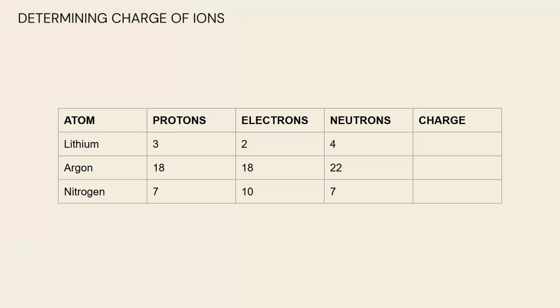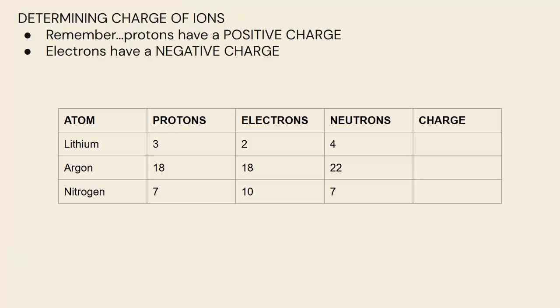So when we determine the charge of an ion, and remember an ion is an atom that has become positively charged, which would be a cation, or negatively charged, which would be an anion, okay? We have to remember the charge of the subatomic particles. Protons have a positive charge, electrons are negative. And the easiest way to figure out the charge of the ion is to do protons minus electrons, okay? It always works.